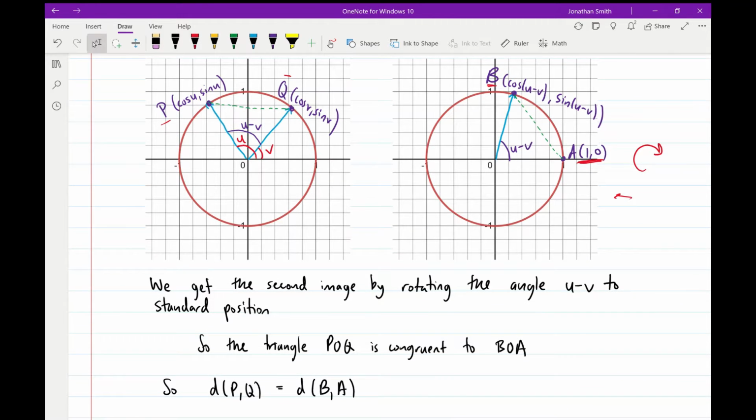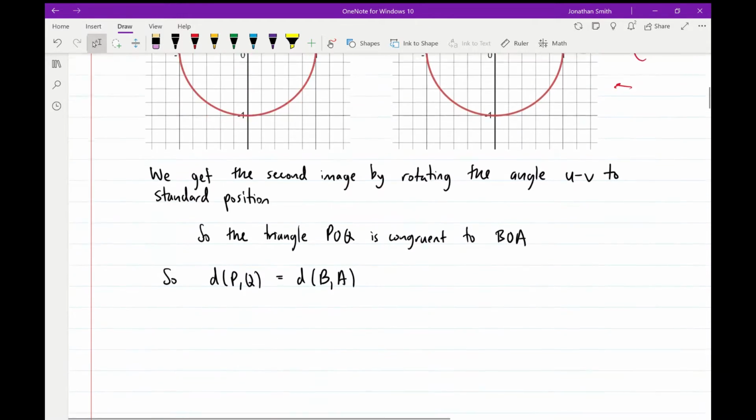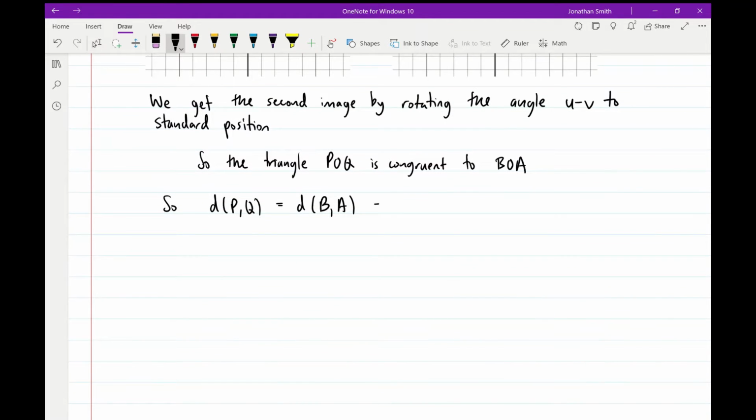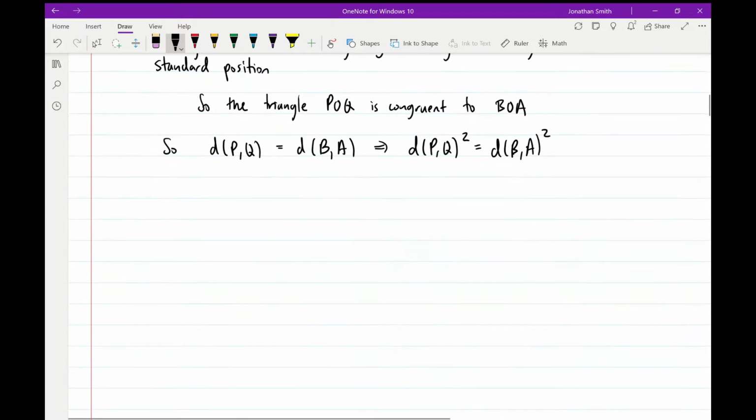Because again, we're just rotating this angle. None of the distances are changing. All right, and if these two things are equal to one another, then if we square both sides, the distance between P and Q squared is equal to the distance between B and A squared. So this is true as well.